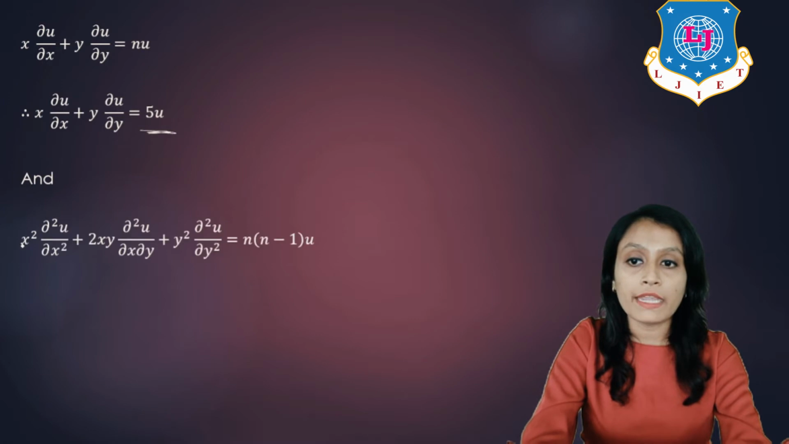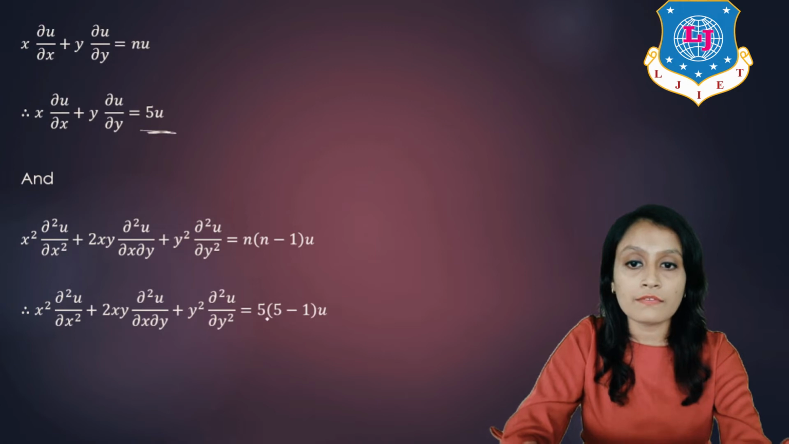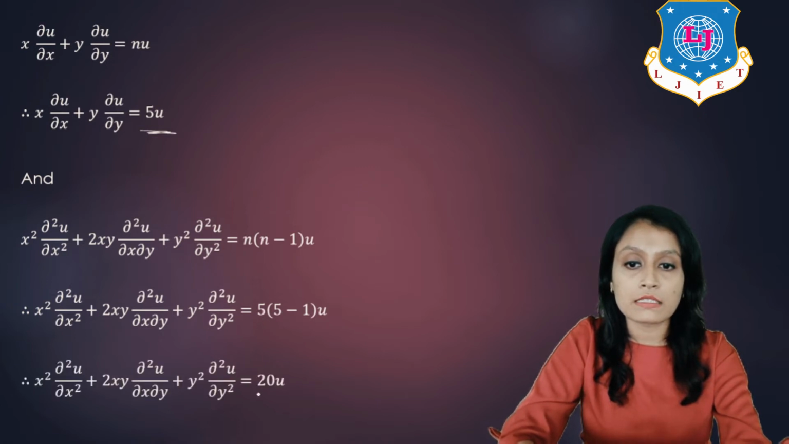Now we have to find x square del square u by del x square plus 2xy del square u by del x del y plus y square del square u by del y square, and we know the formula, that is n into n minus 1 u. Now just substitute the value of n, that is 5. So you will get 5 into 5 minus 1 u, so finally you will get the answer as 20u, which is the desired answer.